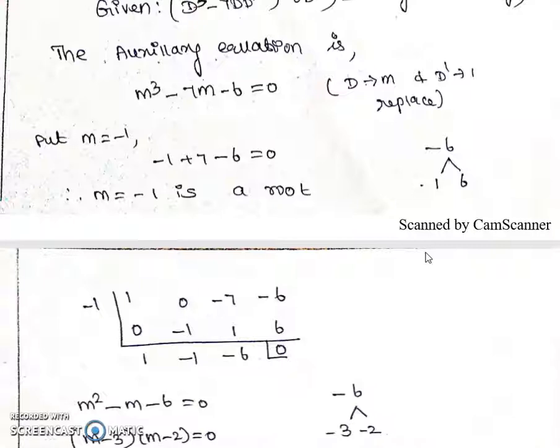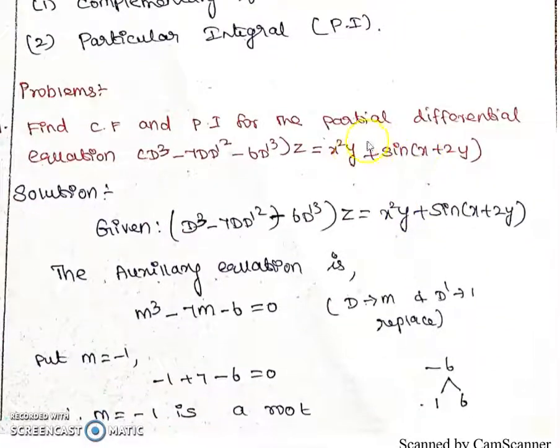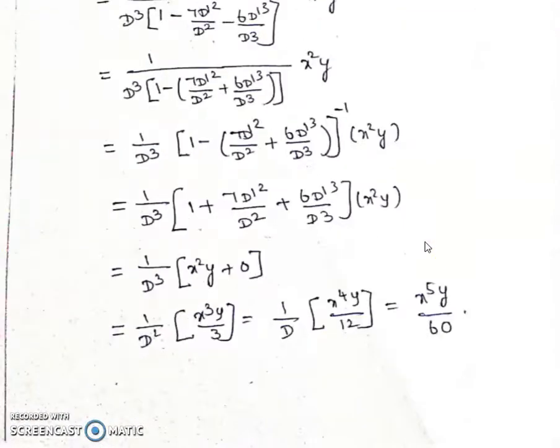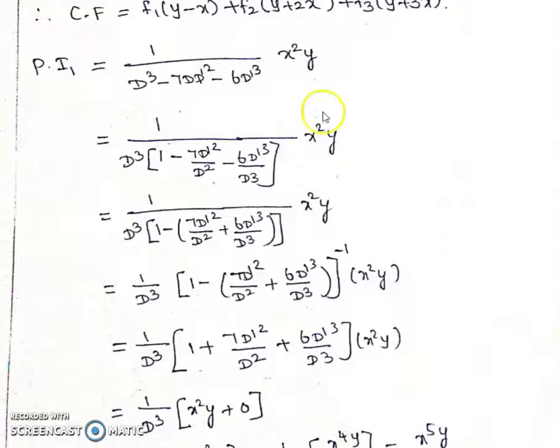Now we are going to find the particular integral. In the given question we have two particular integrals. This one you consider as particular integral 1, and this one as particular integral 2. Now we are going to find the particular integral for the first one: 1/(D³ - 7DD'² - 6D'³) x²y.